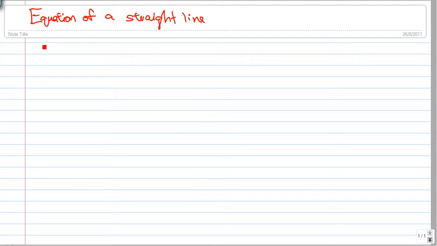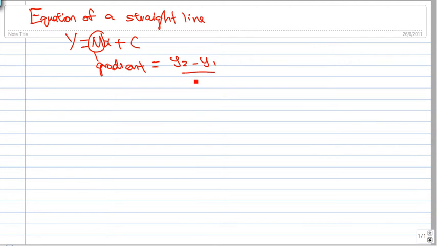Alright, so for this lesson, we're going to learn how to find the equation of a straight line. So generally, how do we express the equation of a straight line? The equation of a straight line is y equals mx plus c, where m is the gradient. Remember I told you the formula of a gradient is y2 minus y1 over x2 minus x1. And c is the y-intercept, the point where the straight line cuts the y-axis. You can actually read it off the graph.